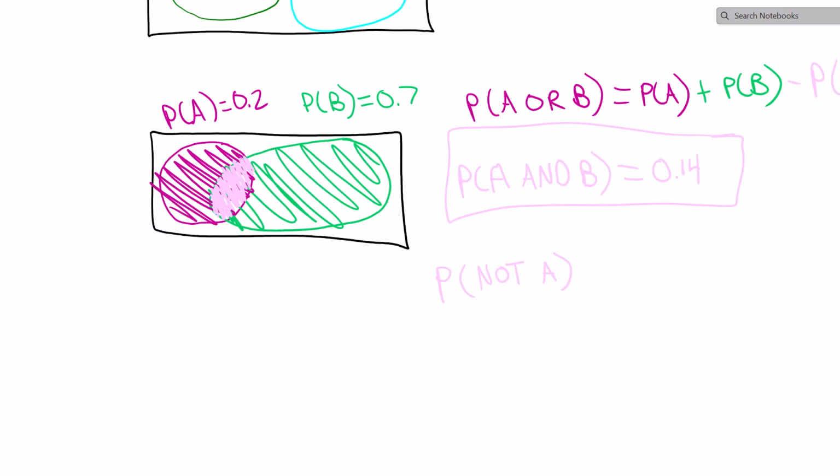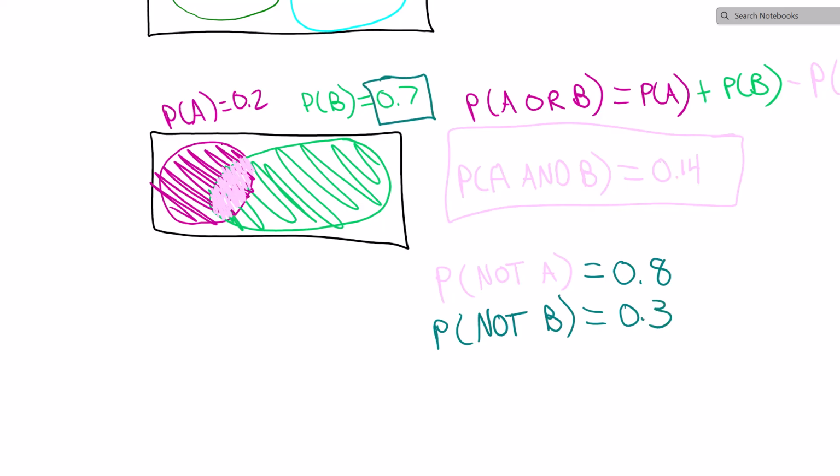Mathematically, the probability of not A has to be 0.8 because the probability of A is 0.2. Likewise, the probability of not B is 0.3 because the probability of B is 0.7. And the only possibilities here are you are B or you are not. So that has to add up to 1. 100% of the time it's going to be either B or it isn't, right? So those are how those work out.